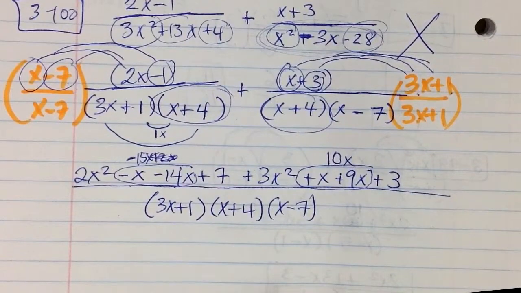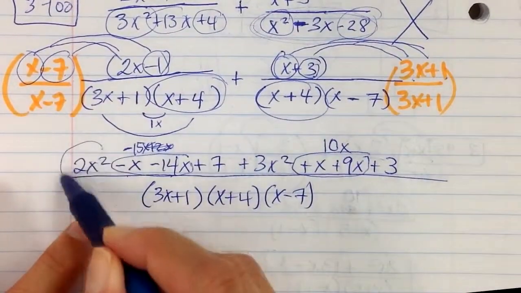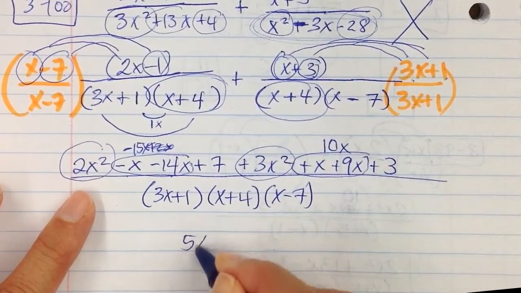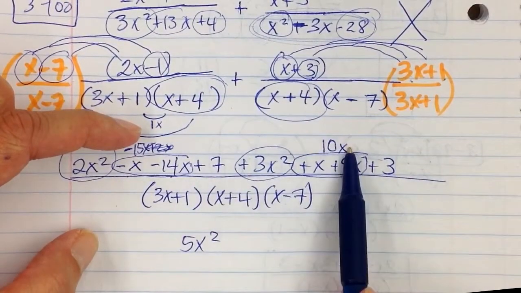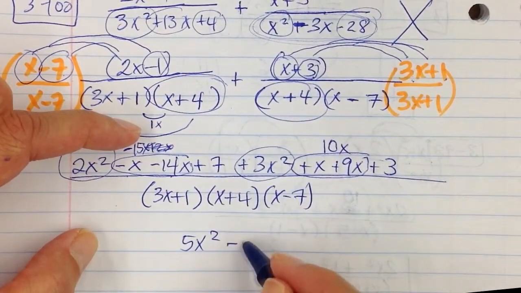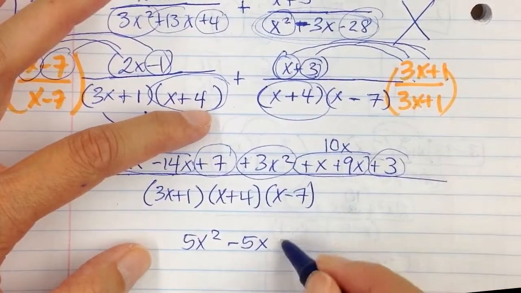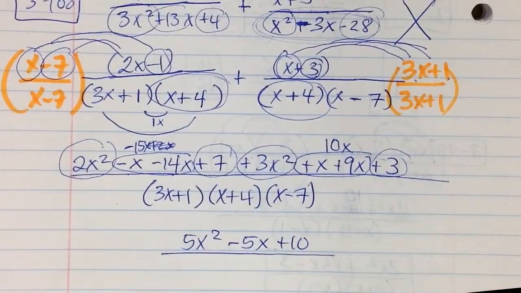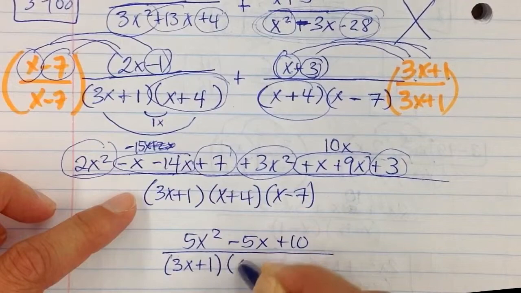Okay, now we need to combine like terms again. 2x squared plus 3x squared is 5x squared. And then I have this negative 15x plus this 10x, so minus 5x. And then this 7 and this 3, making 10. Okay, that's good. And 3x plus 1 times x plus 4 times x minus 7.